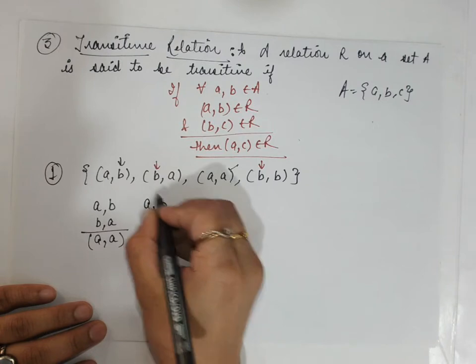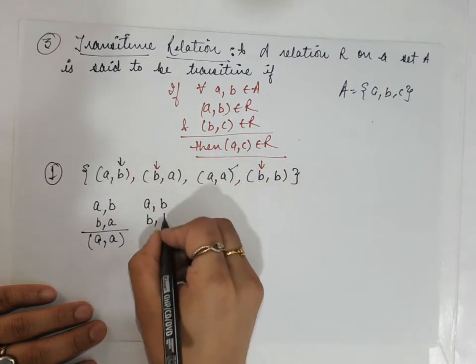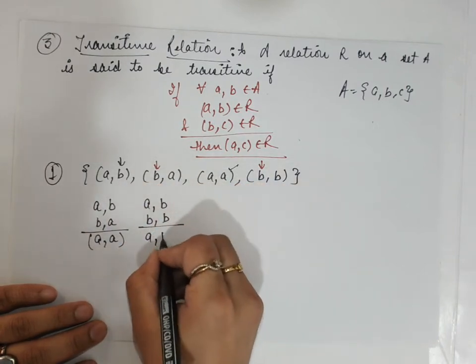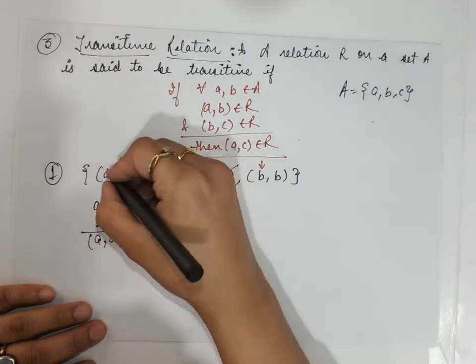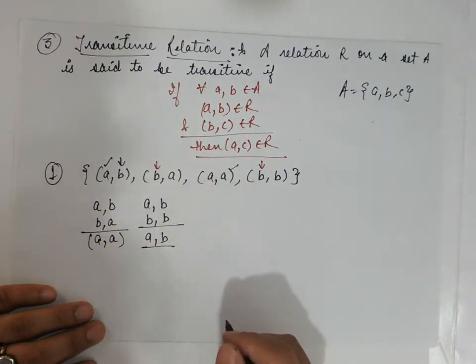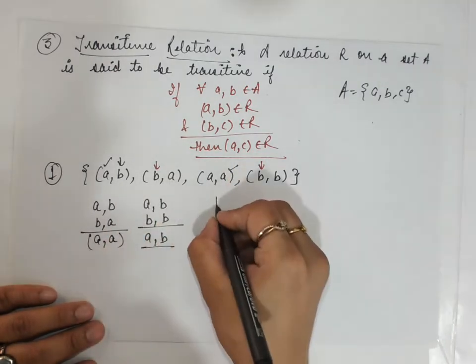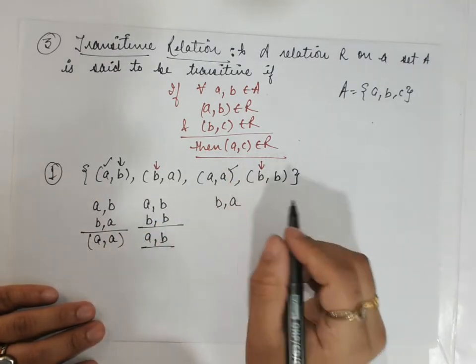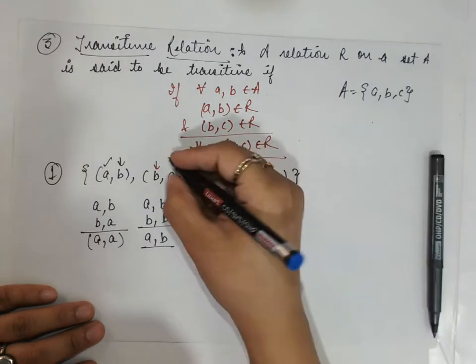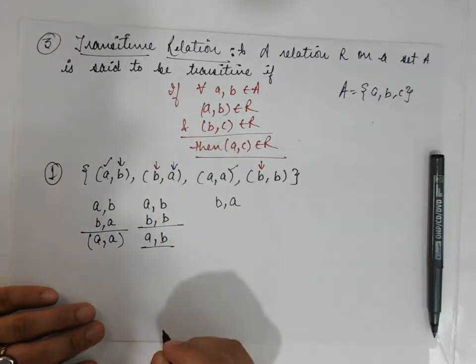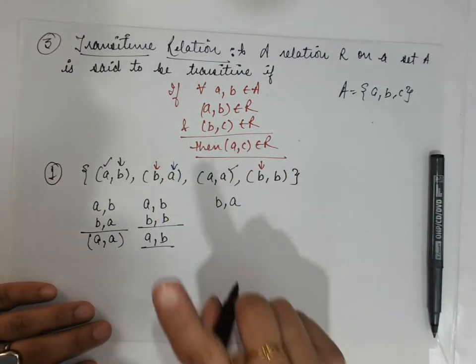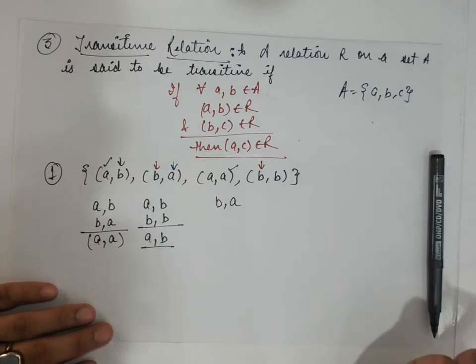Again I have to check AB for BB. Is AB present in the relation? Yes, AB is present in the relation. Now I have to check BA. For BA, is the second element of this ordered pair, that is A, the first element of any other ordered pair? Yes.